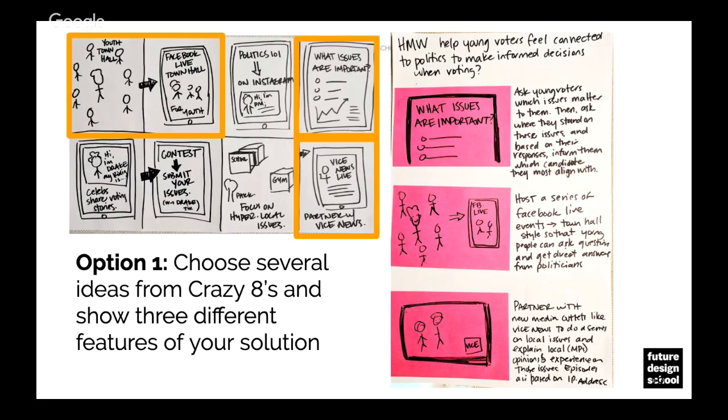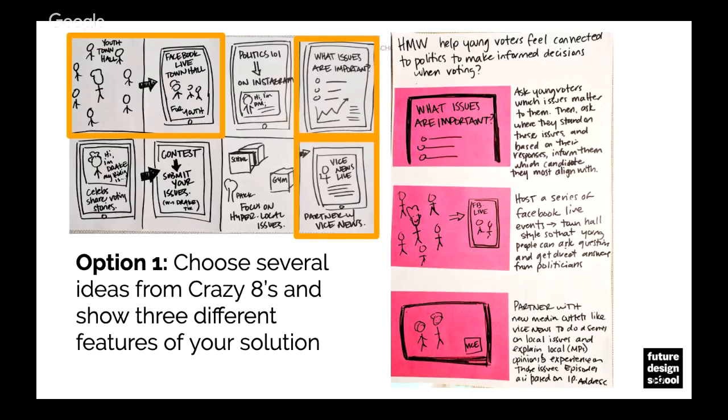A second idea was to host a series of Facebook Live events, town hall style, so that young people can ask questions and get direct answers from politicians. And the last idea that we had was for us to partner with news media outlets like Vice News to do a series on local issues and explain local MPs' opinions and experiences on those issues.